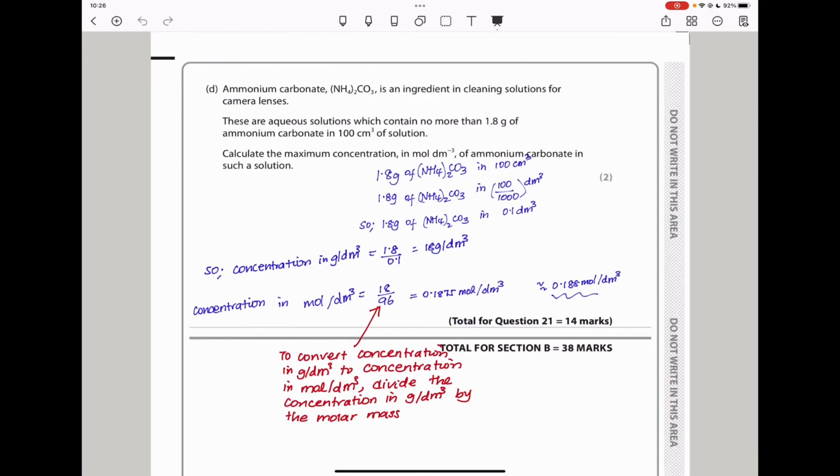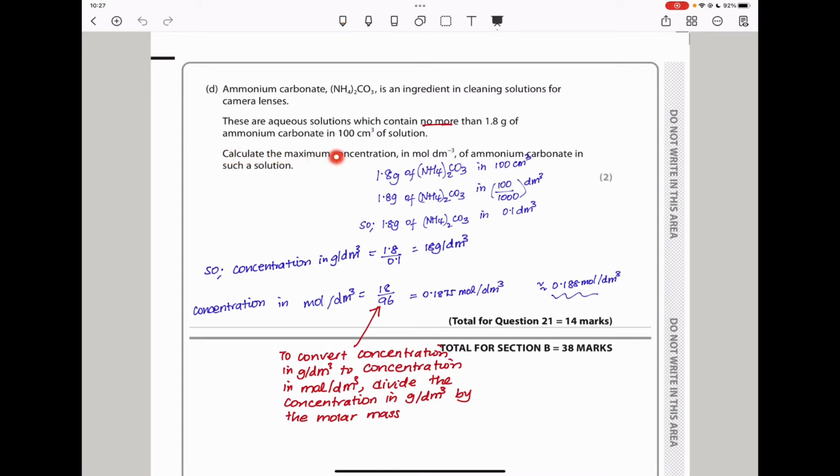Moving on. Here they say ammonium carbonate, which is that, is an ingredient in cleaning solutions for camera lenses. These are aqueous solutions which contain no more than 1.8 gram of ammonium carbonate in 100 centimeters cubed of solution. So here we can see a mass concentration, 1.8 grams in that. Because they say no more, it means that should be the maximum. It should be 1.8 in 100 centimeters cubed solution.